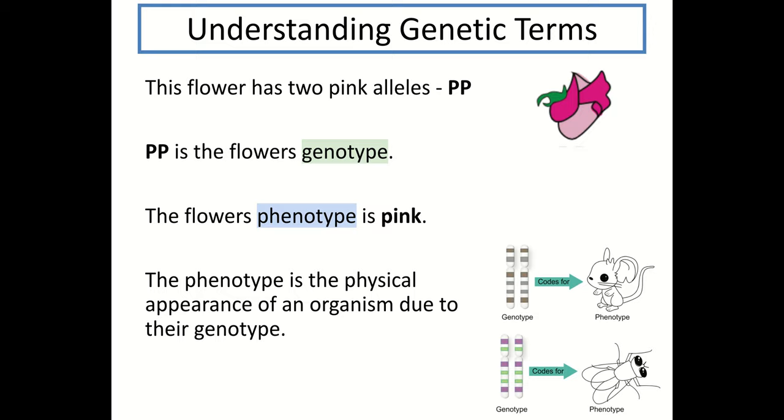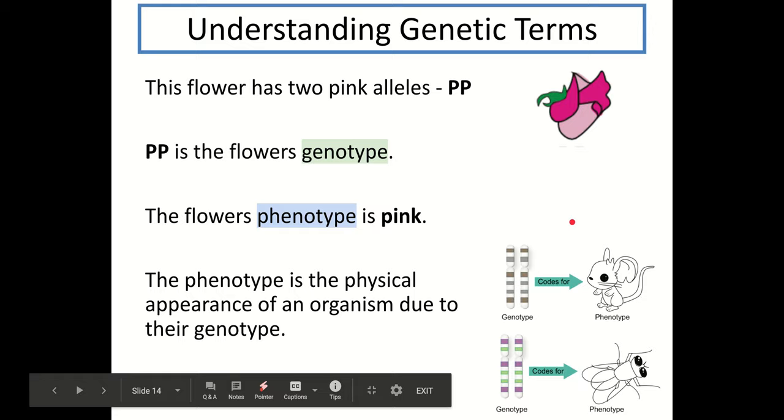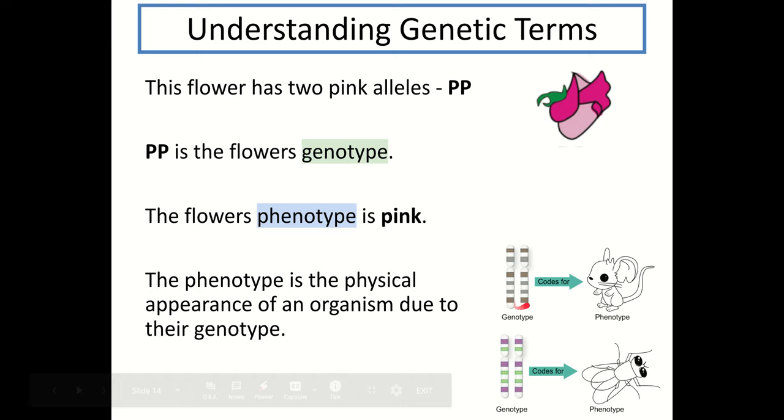The picture down on the right shows some examples. So the two chromosomes on the left have a lot of bands or genes, and these can contain different alleles. This is the genotype of the organism, and this codes for the phenotype, which is what the organism looks like or its physical appearance.